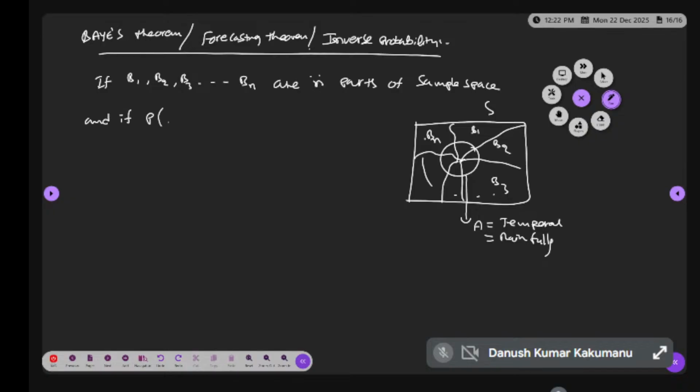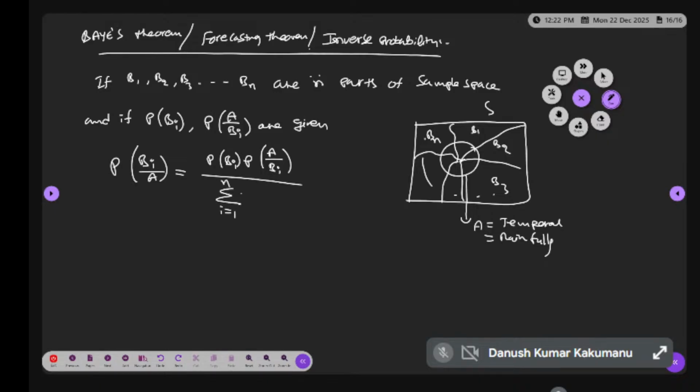And if P of Bi and P of A given Bi are given, we should pronounce it as A given Bi. Then what is P of Bi given A? P of Bi given A is equal to P of Bi into P of A given Bi, divided by the summation, i equals 1 to n, of P of Bi into P of A given Bi.